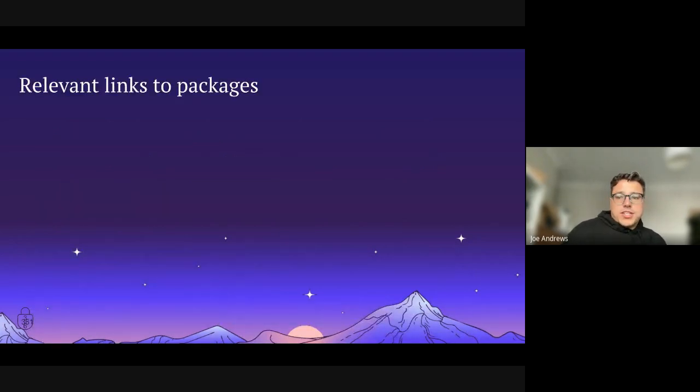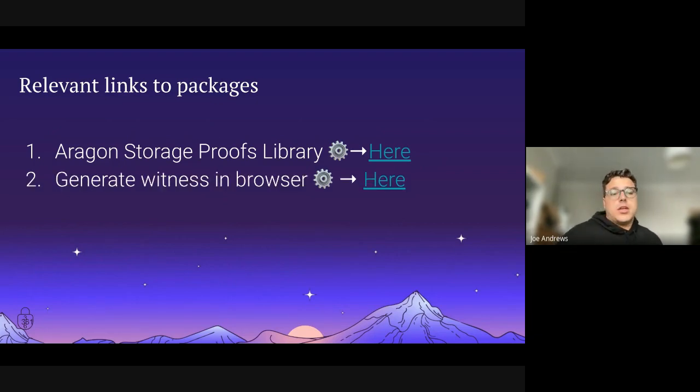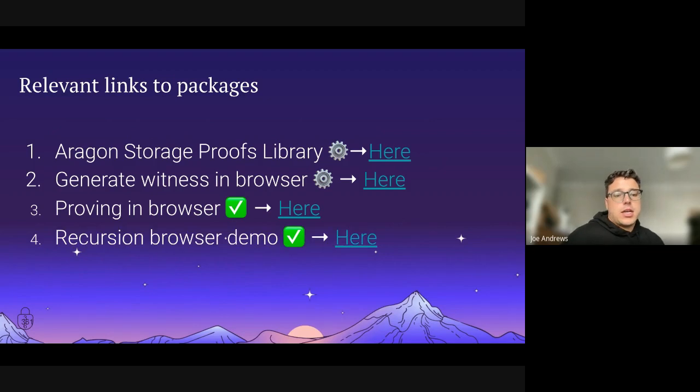We'll update this slide to actually have the relevant links to packages, but most of this work now is on GitHub or NPM. There's a storage proof library written by the awesome folks at Aragon, which can be used on the command line and is being updated to work with the recursive construction in the browser. You can also generate recursive witnesses for proofs in the browser. That's now working. And proving in the browser works with Next.js, and you can prove up to 512,000 constraints. There's an NPM package for that. And we have examples of recursion working in the browser, which is being worked on as well.